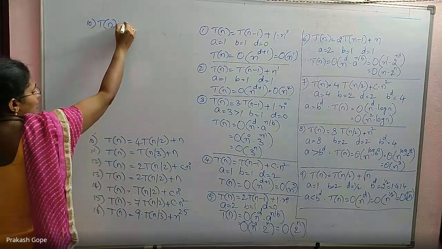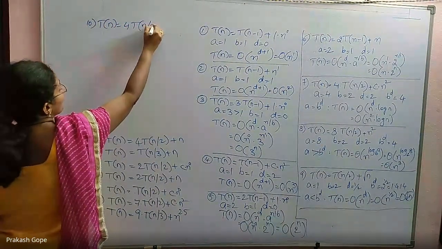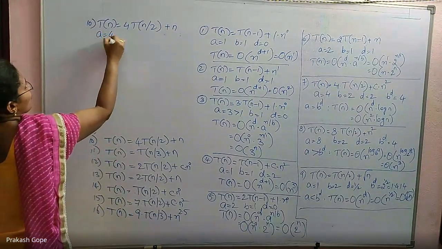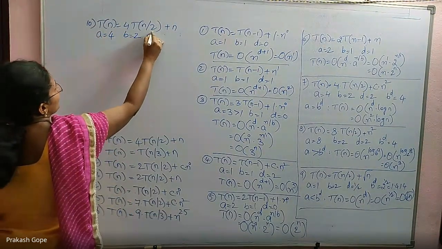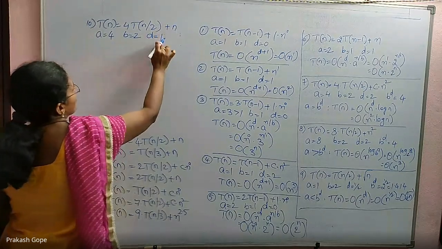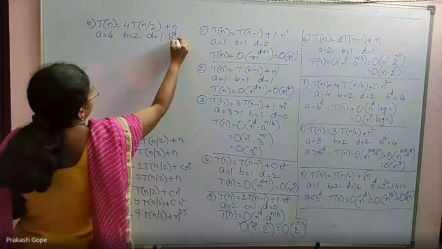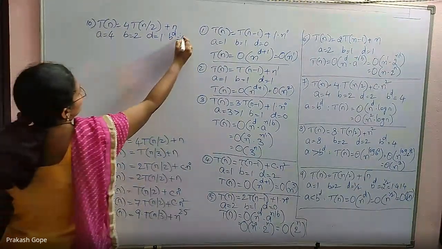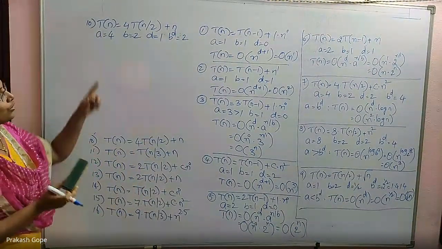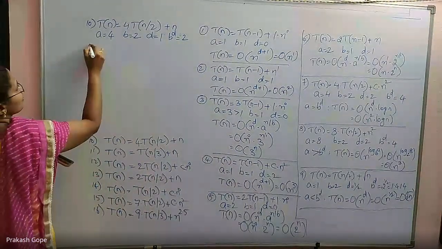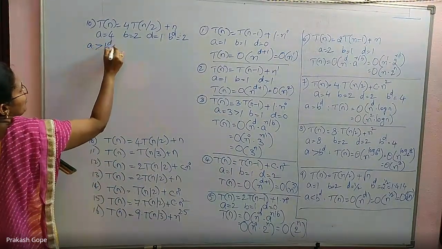T of n is equal to 4 into T of n by 2 plus n. A is equal to 4, B equal to 2, D equal to 1, n power 1. So D is 1. What is B power D? B power D is 2 power 1, 2. So A is 4, B power D is 2. A is greater than B power D case.